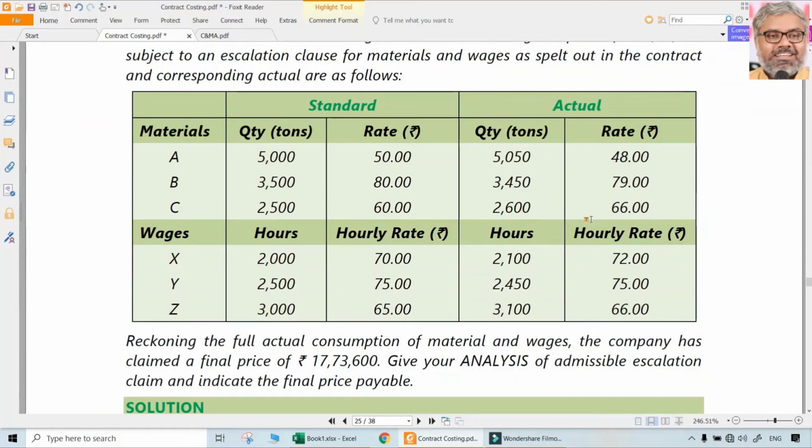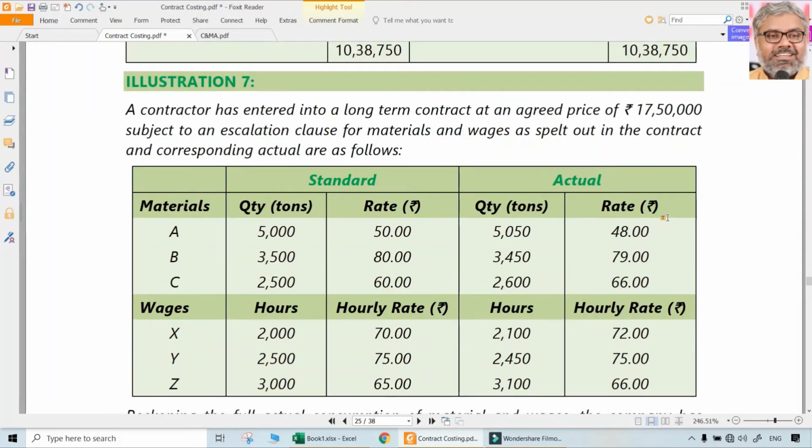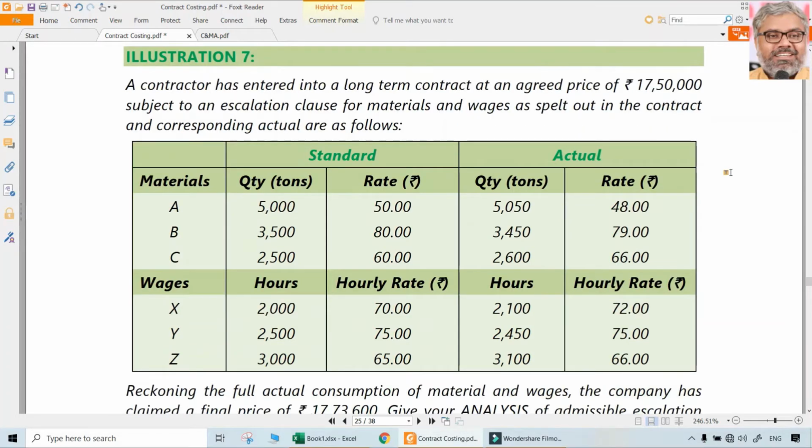Now, look at illustration number 7. This one looks like a kind of standard costing also, with standard and actual, but it is not actually standard costing. It is related to the escalation clause of contract costing only. Look at this illustration 7. A contractor has entered into a long-term contract at an agreed price of 17,50,000, subject to an escalation clause for materials and wages as spelled out in the contract, and the corresponding actuals are also given.